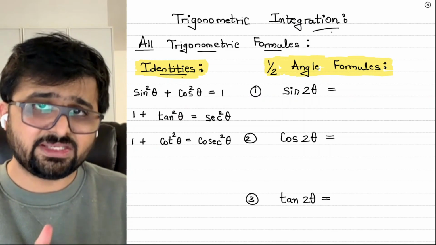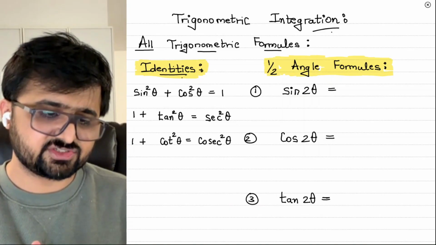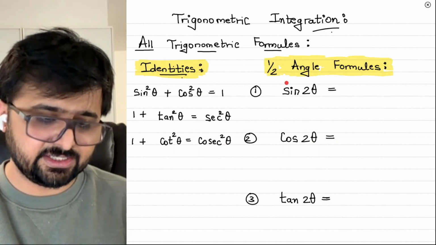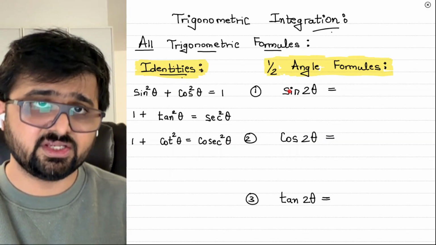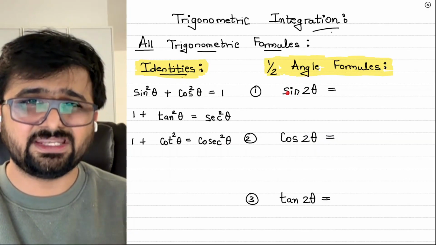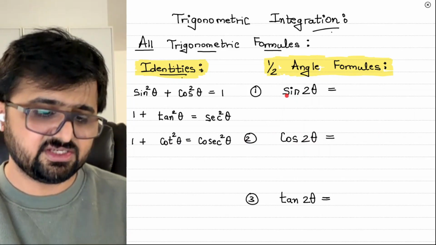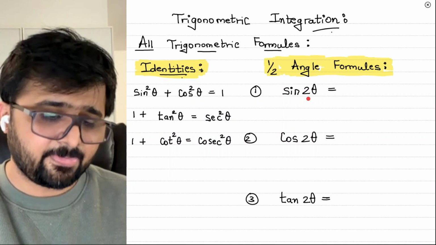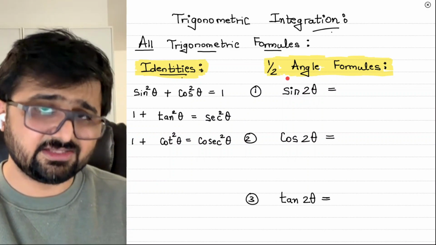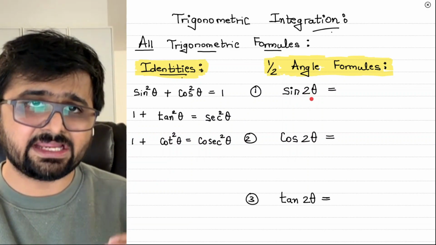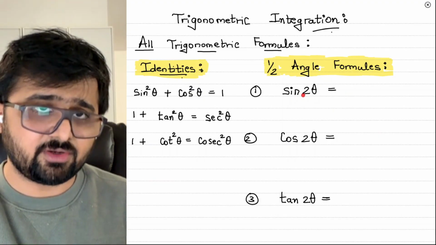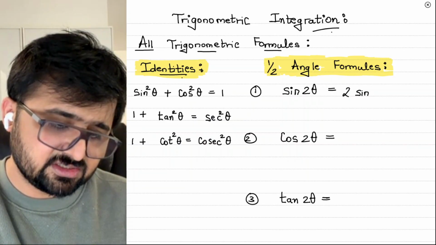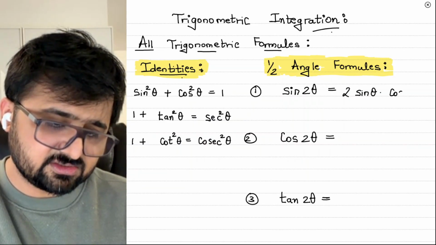Now let's look at something very important and critical for integration, which is the half angle formulas. Almost every integration problem of trigonometry will use half angle formulas or factorization formulas in some way. So it's very important to remember these. Let's look at sine 2 theta. Half angle formulas are basically the formulas that will divide your angle into half. So the formula for sine 2 theta is 2 sine theta into cos theta.